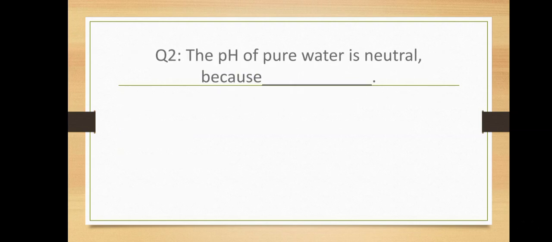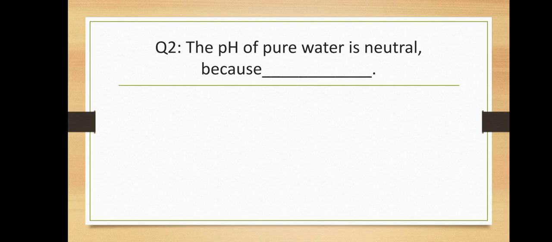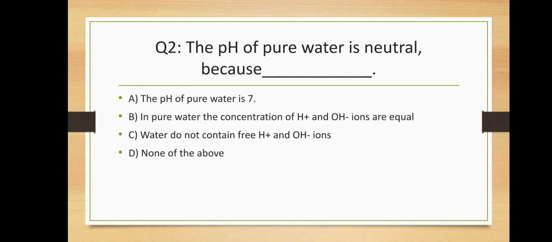Question number 2. The pH of pure water is neutral because dash dash dash. Options are: the pH of pure water is 7. Option B, in pure water, the concentration of H plus ion and OH minus ions are equal. Option C, water does not contain free hydrogen ion and hydroxyl ions. And D, none of the above. So the correct answer of this question is option B.